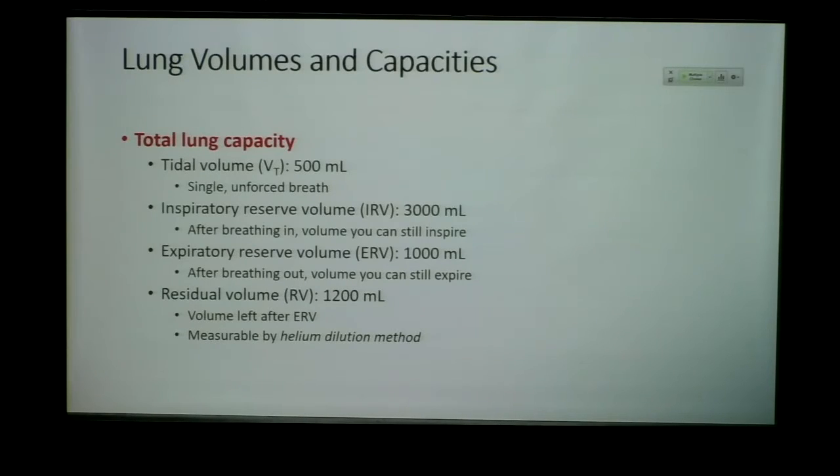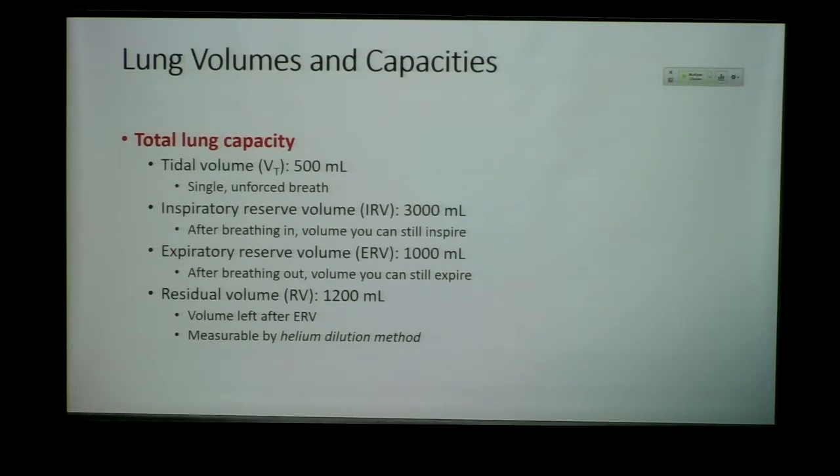And that is without any force or any additional effort to breathe. Then we can talk about your inspiratory reserve volume. So if you take the deepest breath that you can in, that volume on top of your tidal volume is your inspiratory reserve volume. So the additional amount of air that you can move in on top of your tidal volume, that is your IRV. That's usually about 3,000 milliliters. So that's your most forced inspiration.